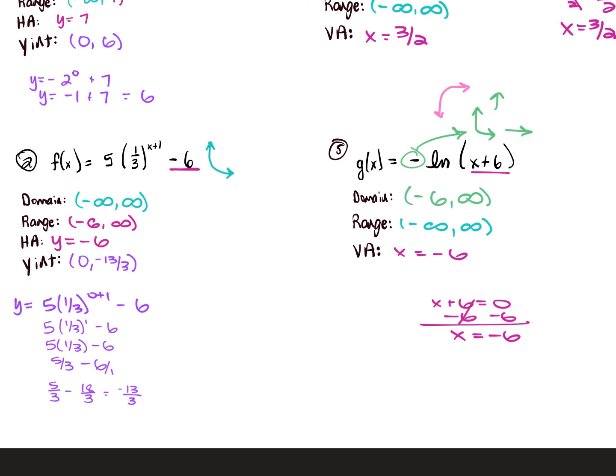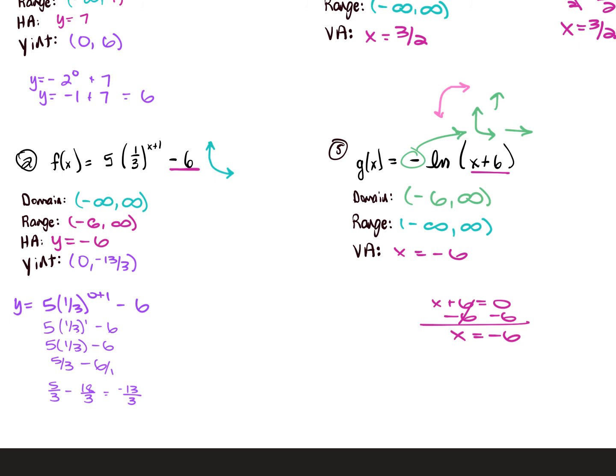Yep, that's why I was saying you have to think back to the beginning of the year with your transformations. Remember that the negative in front of the parentheses is vertical, so it's reflecting vertically. The negative inside the parentheses is reflecting horizontally. So you've got to think about that. What would it mean if the negative was outside of the parentheses? It would be in front of the log or the ln.